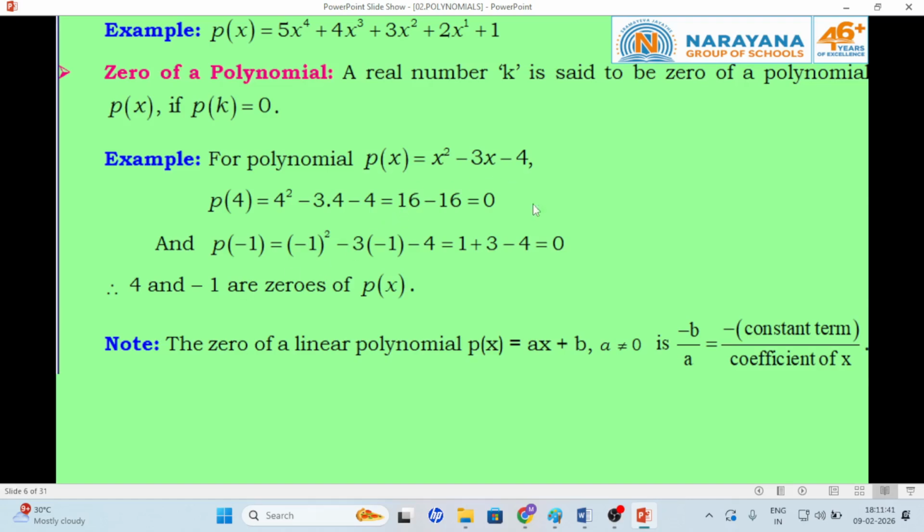So from this, how do we get the zero for a linear polynomial? By equating to 0, you will get minus b by a.